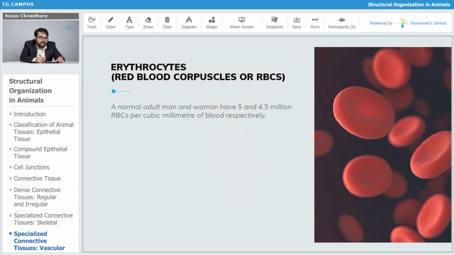A normal adult man and woman have 5 and 4.5 million RBCs per cubic millimeter of blood respectively. In an adult woman it is a little less because of menstruation, as during menstruation the blood is lost from the female body along with the endometrial lining and mucus, so definitely in females it is a little less as compared to the male.